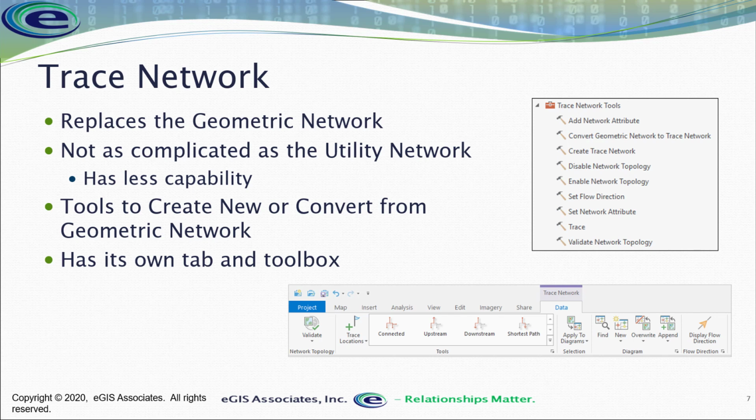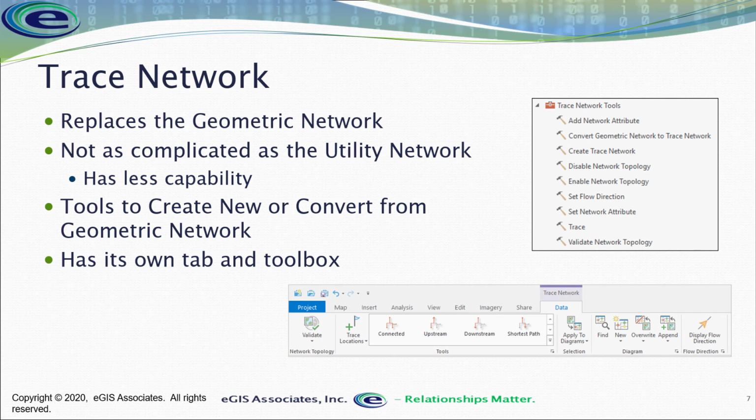But sometimes I just want to verify connectivity. I may need to do a network trace to see what happens if a certain valve is shut, or we shut off a switch or something like that, depending on what kind of network you're working with. And the utility network is way overkill for that kind of thing. So at 2.6, they're introducing this trace network, which from what I can tell is pretty much the same thing in general concept as a geometric network.